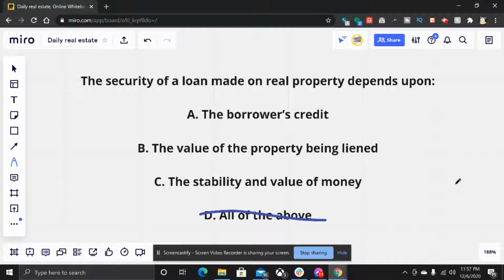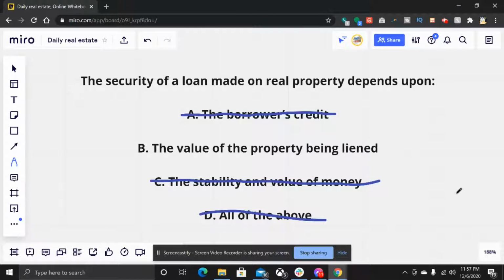Well, we do not use the borrower's credit. The borrower's credit would be to qualify them for the loan. So if we were talking about what would allow someone to qualify for a loan, that would be the borrower's credit, right? We check the borrower's credit to make sure that there's no adverse risk involved. But we're talking about what is securing the loan. So is that the stability and value of money or the value of the property being liened? And that is the value of the property in which we are putting the lien on it.